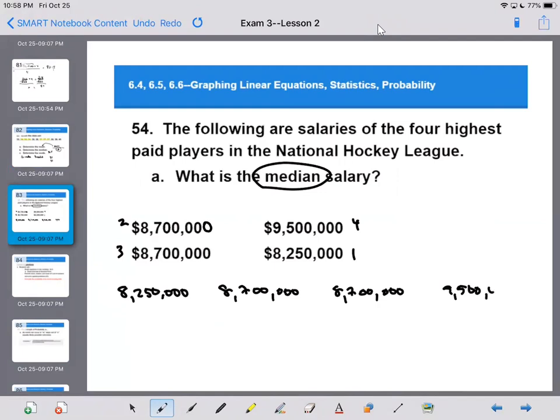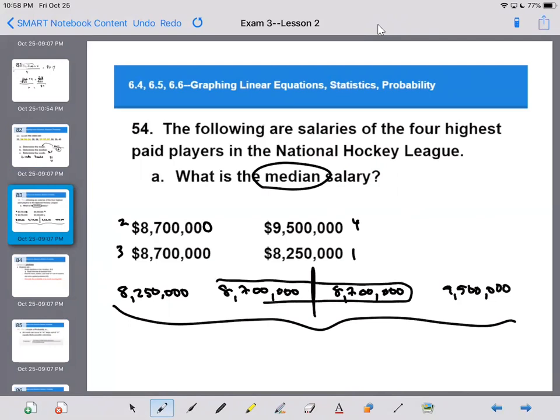So this is 9,500,000. When you're looking for the median, you see you have 4 numbers here. Well, it's the one in the middle. Well, there's not really one in the middle, right? So since these are actually the same, we would say that 8,700,000 would be the median salary.